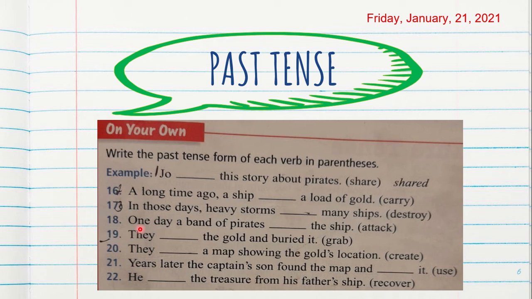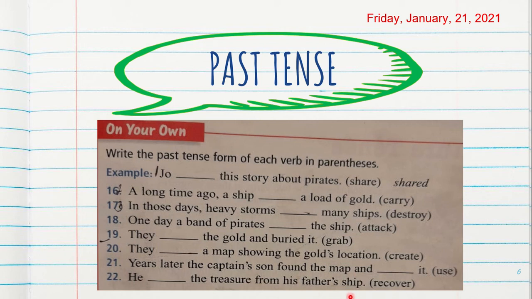One day, a band of pirates blank the ship. They blank the gold and bury it. They blank a map showing the gold's location. Years later, the captain's son found the map and blanked it. He blanked the treasure from his father's ship.